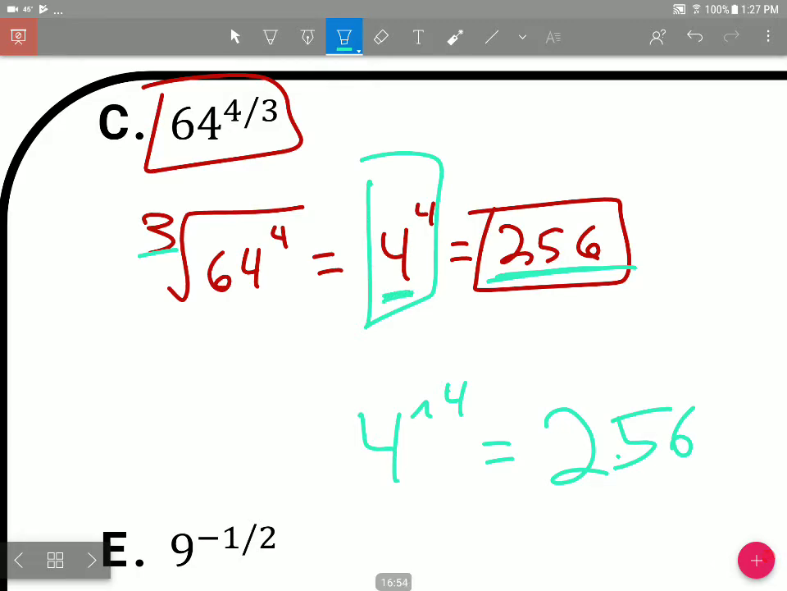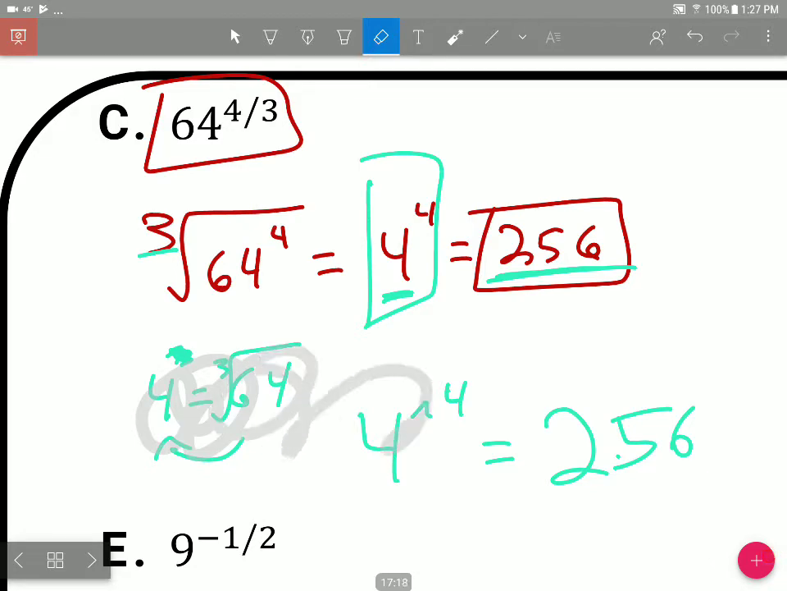Yeah. I took the 3rd root of 64. So you put 64. Well, I just know that 4 cubed is 64. Therefore, I know the 3rd root of 64 will take me back to that 4. Does that make sense? That's the pattern there.